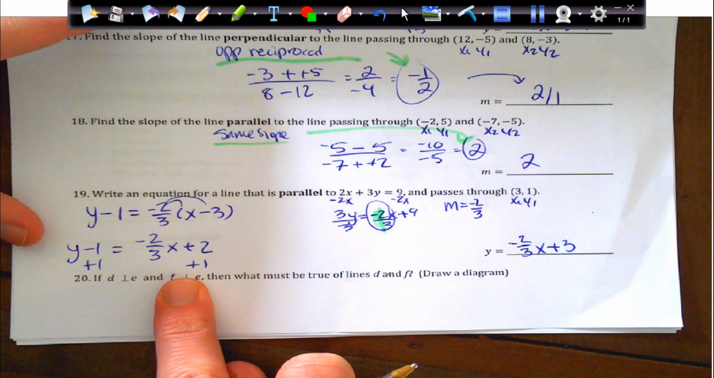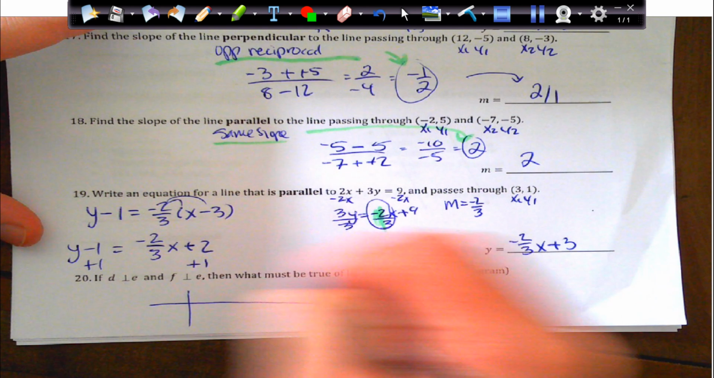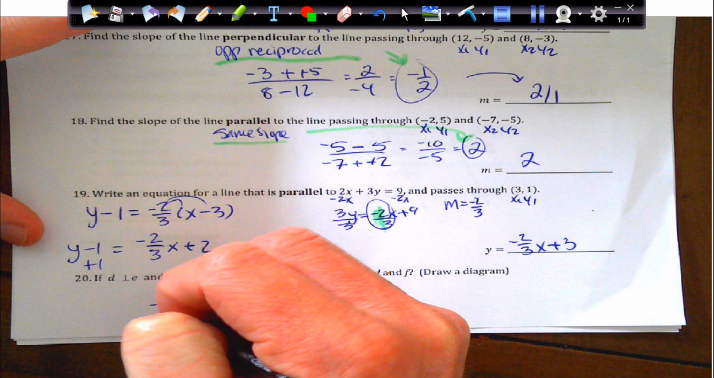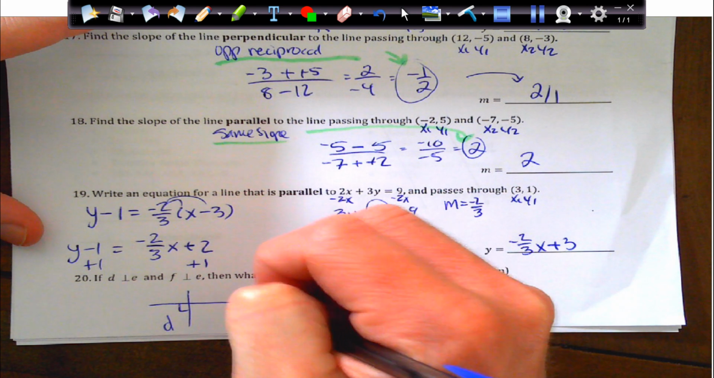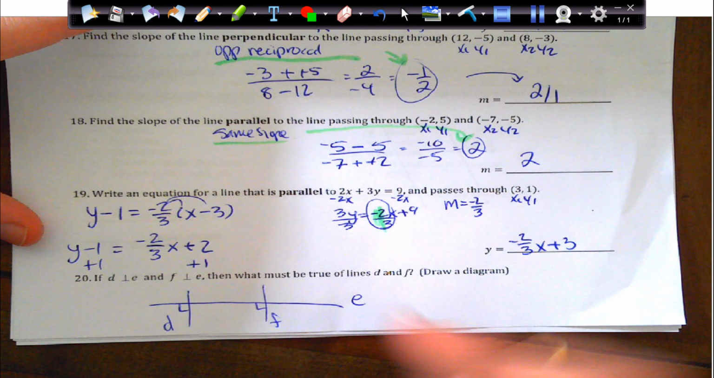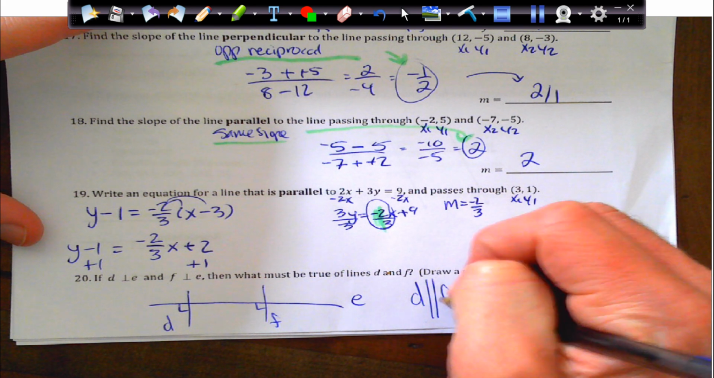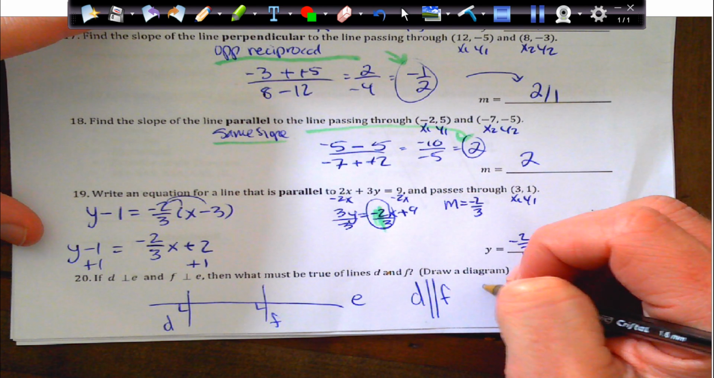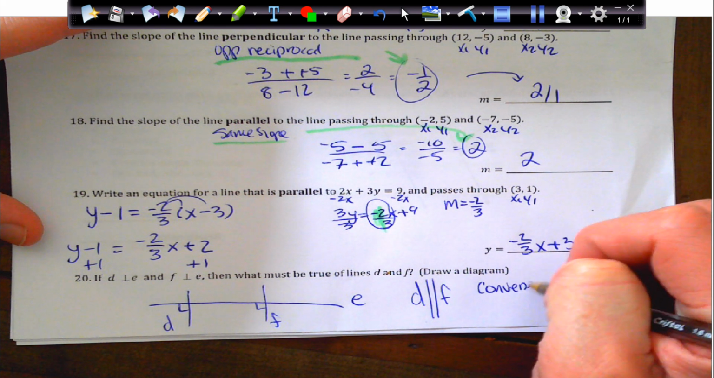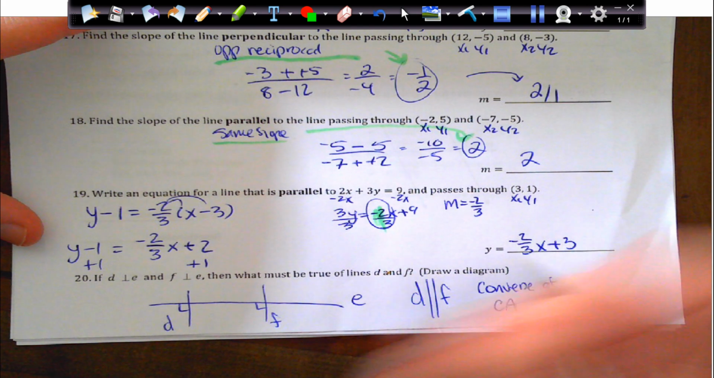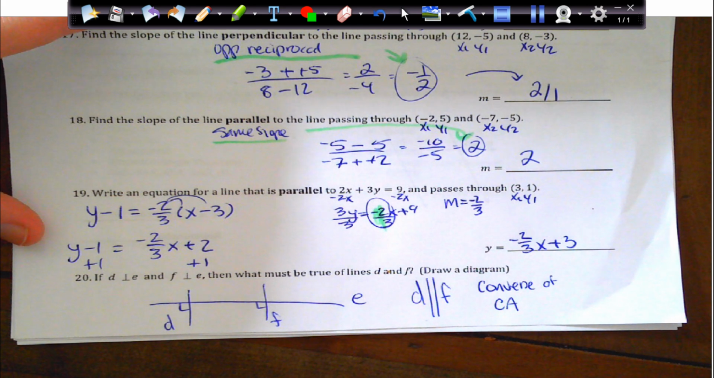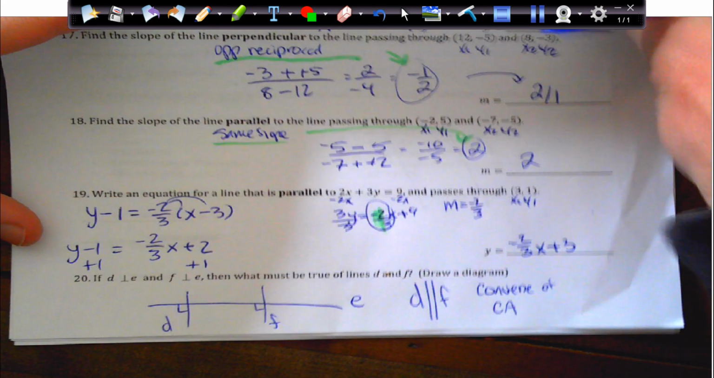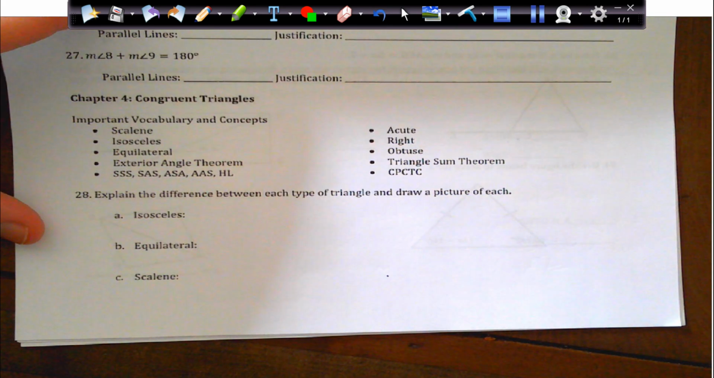Then we draw a picture for this one. D is perpendicular to E. F is also perpendicular to E. What must be true? Well, then D and F must be parallel. And it's actually by the converse of corresponding angles. These are corresponding angles that are congruent. And if you have congruent corresponding angles, then we have parallel lines. All right, let's see if I am lost. Not yet.